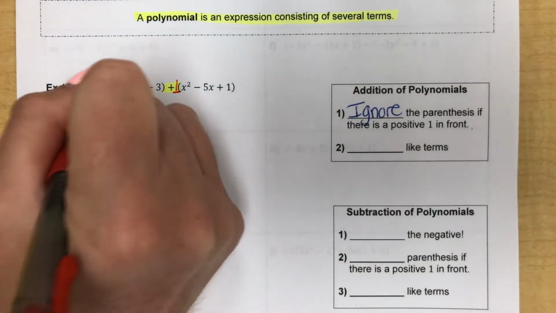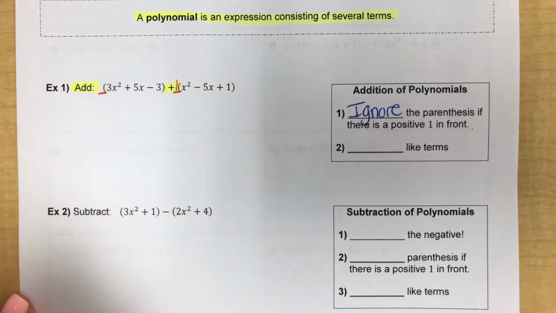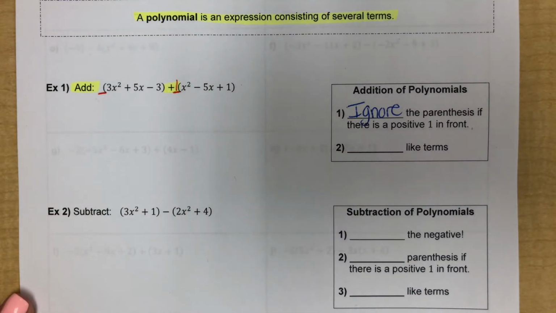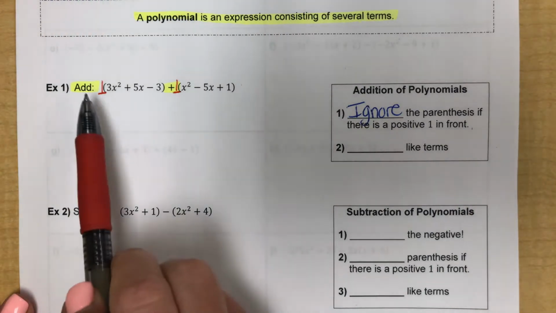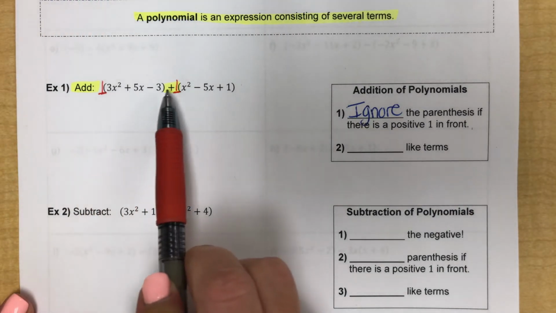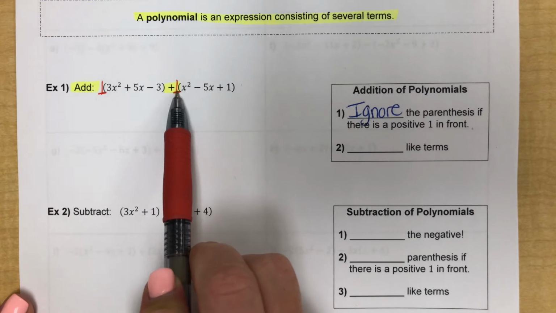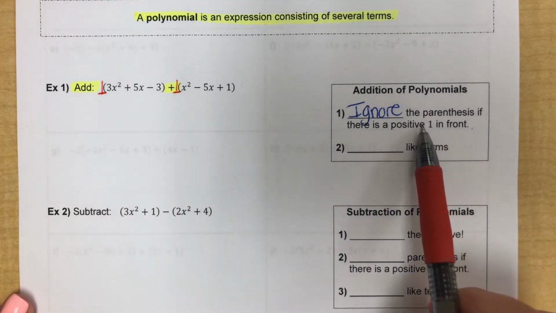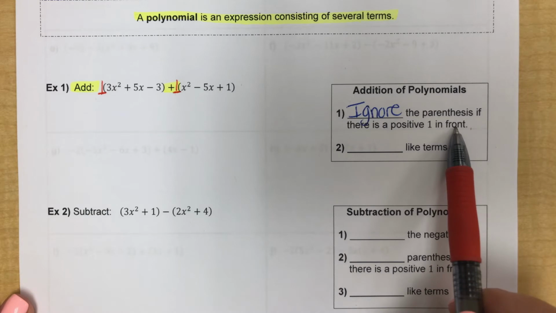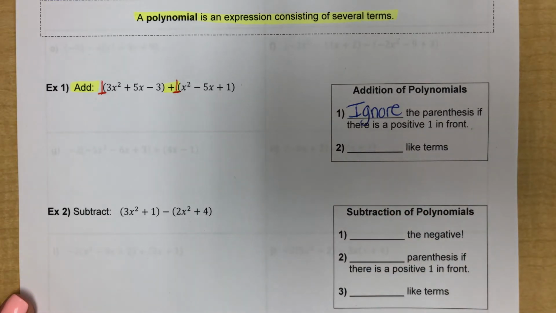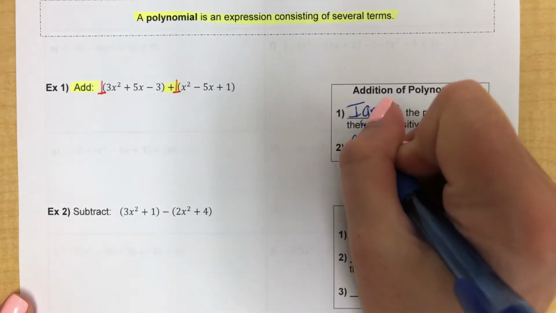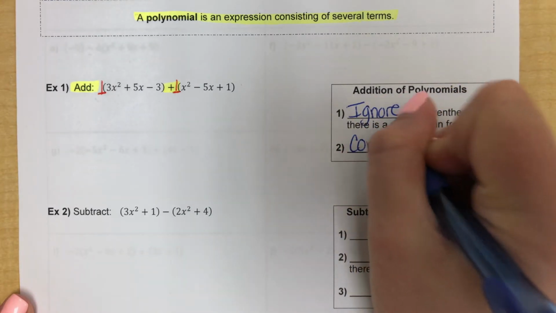Same thing with the first set of parentheses. There's no number in front, but I know it is there. It's really an invisible 1. This is a positive 1. Here is also a positive 1. So again, when there's a positive 1 in front, I can just ignore the parentheses. And now that I'm ignoring them, step 2 tells me to just start combining my like terms.